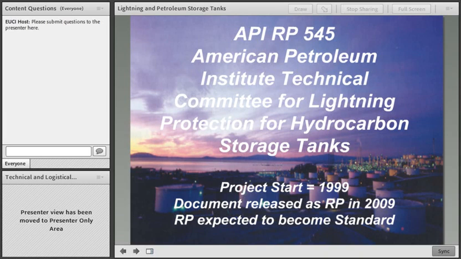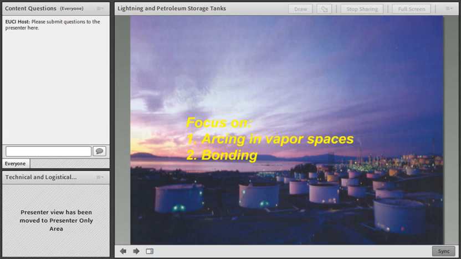I would like to next explore API 545. I've been a member of API 545 since its inception in 1999. API 545 is the standard for lightning protection for hydrocarbon storage tanks. It was released in October of 2009 as an RP, or recommended practice. It is likely to become a standard in the future. However, at this point in time, it's still officially a recommended practice.